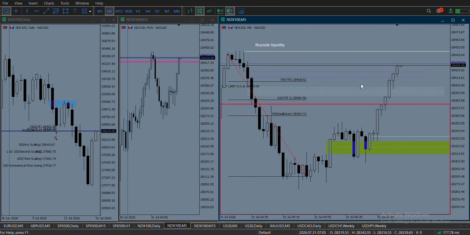So we've run that inefficiency. You can see how we opened up here, we touched the low of that inefficiency, that one that I've just drawn out, and we've gone higher. This is strength here. This is strength. So we're trading at 430.